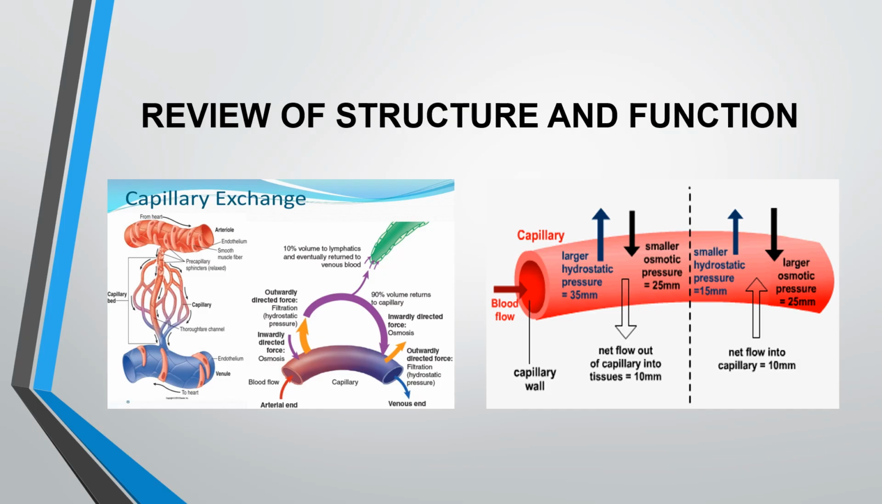As blood moves towards the venous end, hydrostatic pressure drops, and osmotic pressure, mostly driven by plasma proteins, pulls fluid back in. Most of the fluid returns to the capillary, and the rest is picked up by the lymphatics. When this balance is disrupted, through increased pressure, decreased proteins, or leaky vessels, the fluid accumulates, and that's edema.